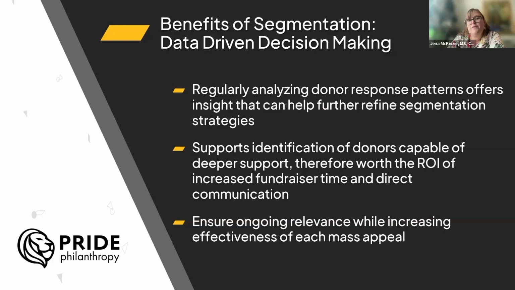Let's talk about data-driven decision-making. If you're going to take the time to customize your mail appeals, even if you do this once a year, you need to then use the data that you capture from that appeal to make the rest of your work stronger, okay? Regularly analyzing your donor response patterns is going to give you great insight into how you can further refine and segment your appeal strategy. Look at who gives to your campaign every single year because you sent them a custom letter, looking at their increase amount, right?